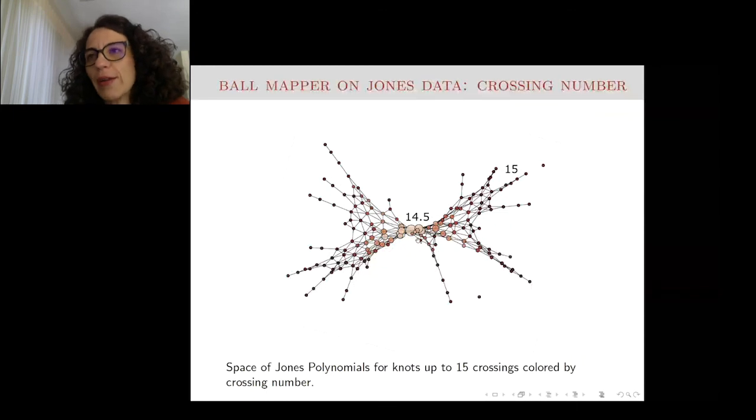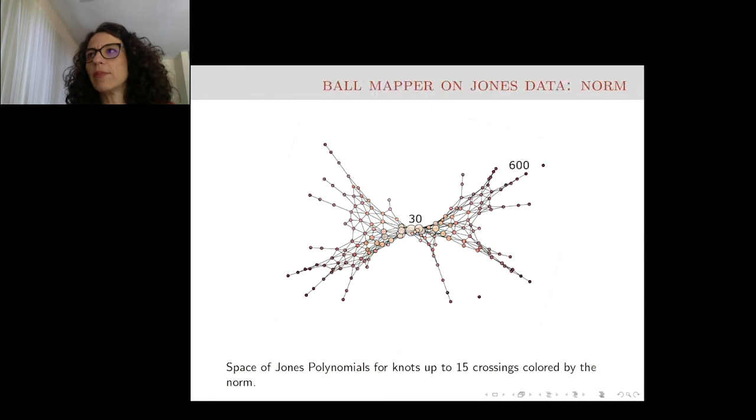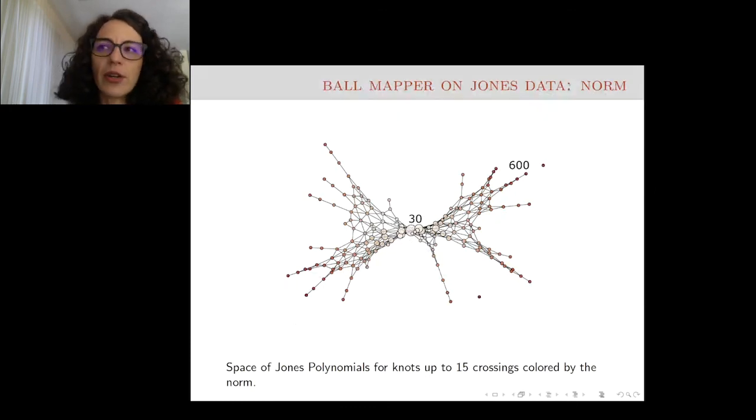But I have to put a little disclaimer here, it's somewhat disappointing, right? The size of the node represents the size of the cluster. If you're working with the software, you can get the exact number of elements in each cluster and the identifiers for all of the knots in a particular cluster. But the clusters here in the center are larger, and there's a mixture of high crossing and low crossing knots. I actually don't think that we have a coloring by norm. Oh no, we do, right? You can also see that this center is described by knots whose Jones vectors have smaller norm. Here it's roughly 30, and then in the flares, the norm is about 600.